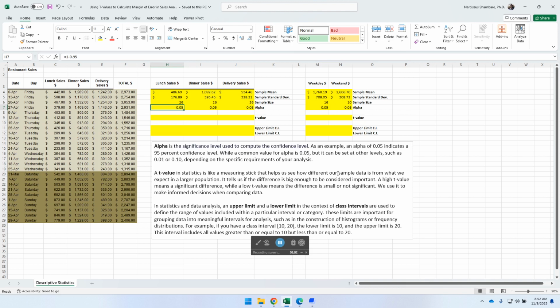While a common value for alpha is normally 0.05, because many statistical applications tend to use the 95% confidence level as the default number, it can be set at other levels such as 0.01 or 0.10. If it's 0.01, the confidence level is 99%. If it's 0.10, the confidence level will be 90% respectively. Again, this depends on the type of analysis that is being performed.